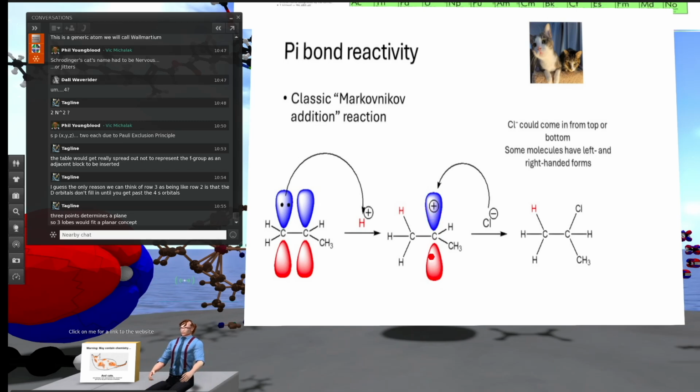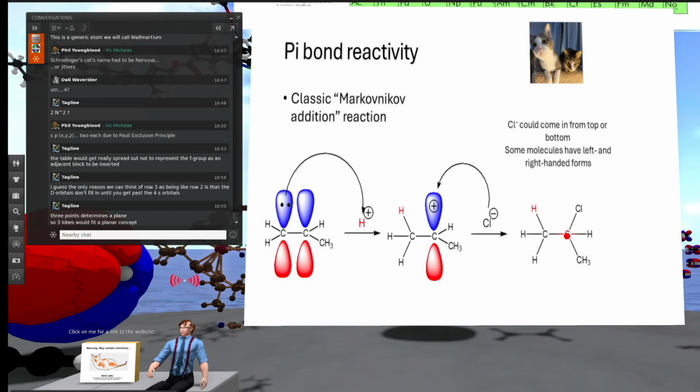There's an empty orbital sitting on this carbon. That's not going to last very long. Anything with a lone pair, like the chloride, for example, if we're adding HCl, would end up attaching to that second carbon. And I made a choice here. It could attack from the top, and it could just as easily attack from the bottom.